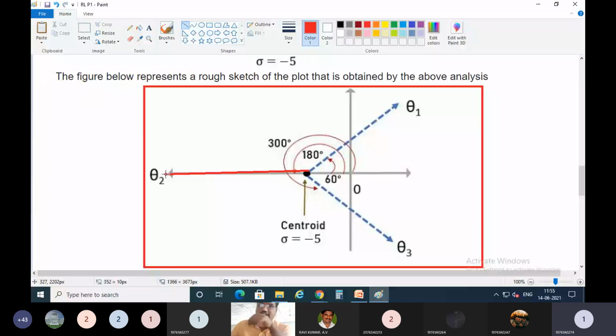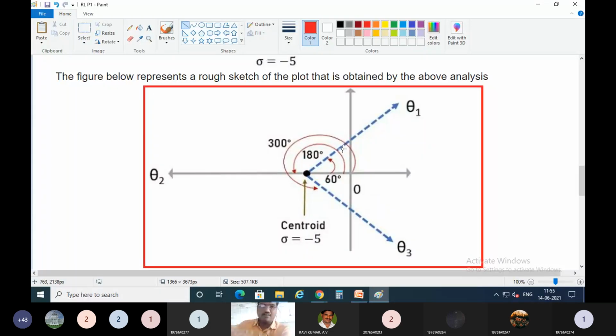Theta 2, 180 degrees. Next, what is the next angle? 300 degrees, sir. Yeah. Next 300 degrees. I can use the red mark and show it. This is 300 degrees. So 3 asymptotes, theta 1, theta 2, theta 3, I have drawn. Am I right? Yes, sir. So these are the 3 asymptotes and this is the indication of the asymptotes, angles and the centroid.